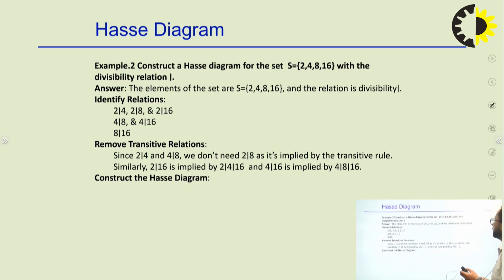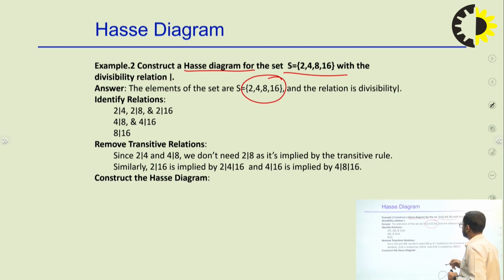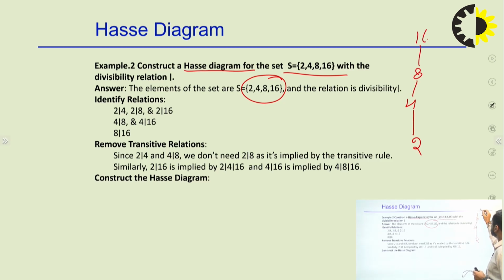The next set of elements is 2, 4, 8 and 16 with the divisibility relation. How will we prepare it? Firstly we place the element 2 here, then we know 4 will be placed, then we place 8, then we place 16.